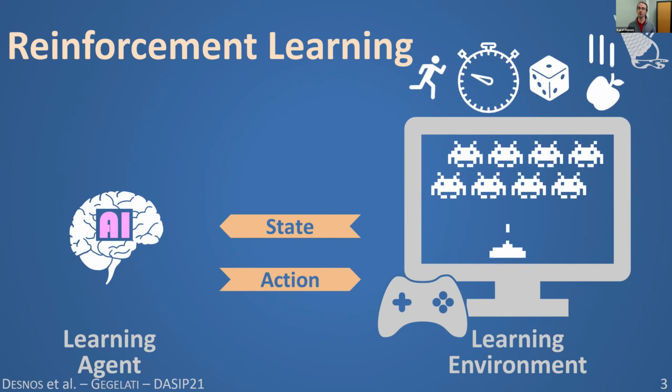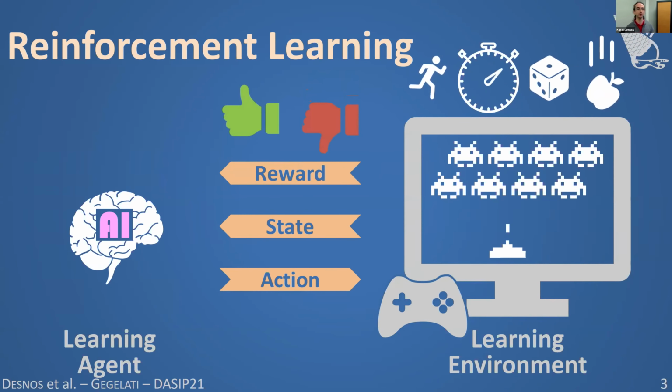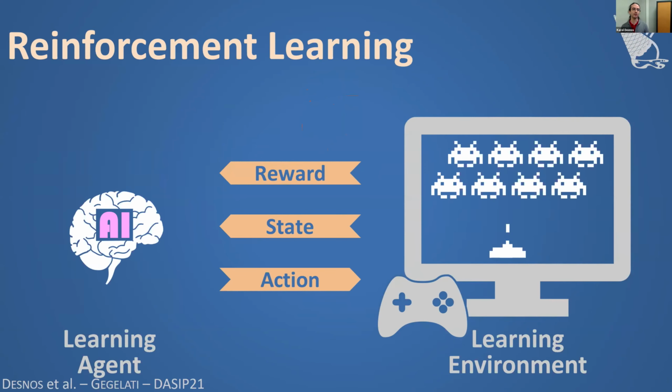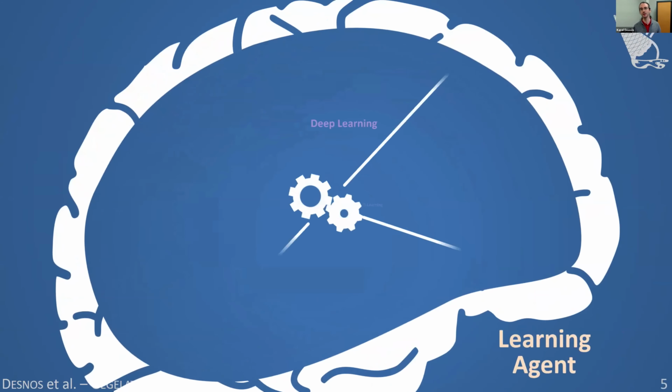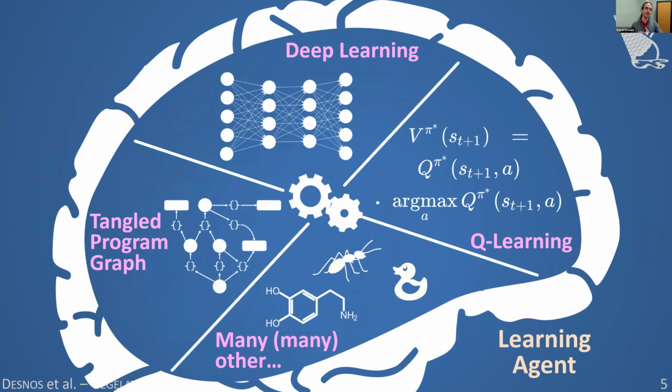For the learning agent to learn if it's doing something useful or not, we need to set up a third exchange of information between the learning environment and the learning agent, which is a reward. By giving a positive or a negative reward to the learning agent, the learning environment can help the learning agent learn something useful and perform some useful action in the environment. So what are the technologies available for implementing such a learning agent? Nowadays, many people are using deep learning techniques or Q-learning techniques to implement reinforcement learning agents.